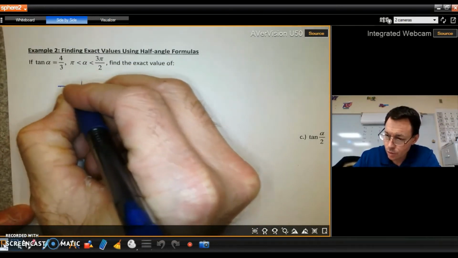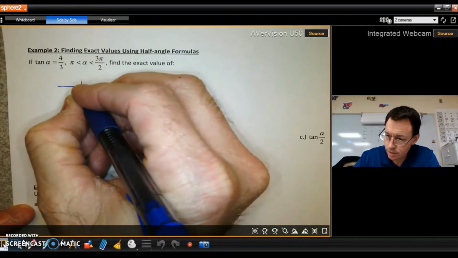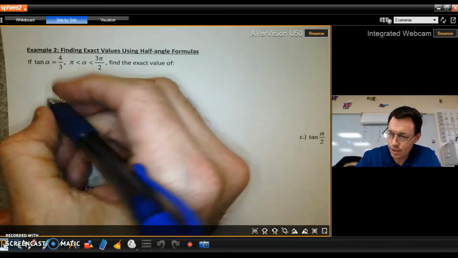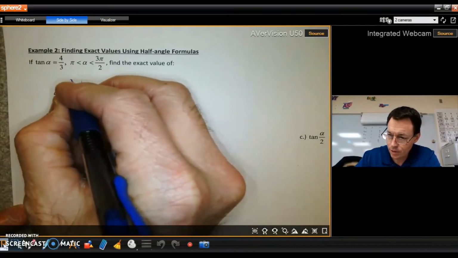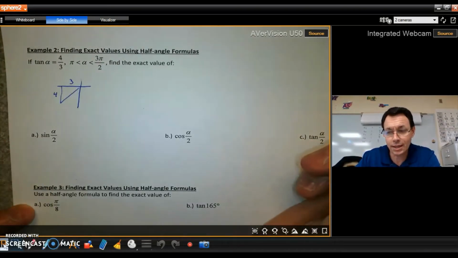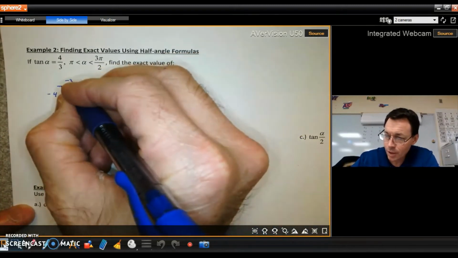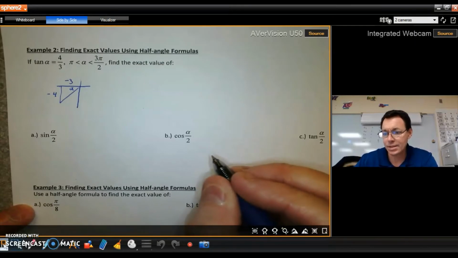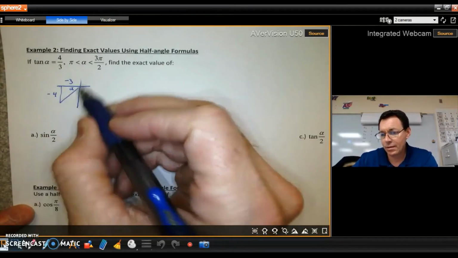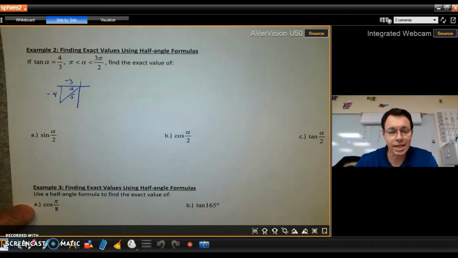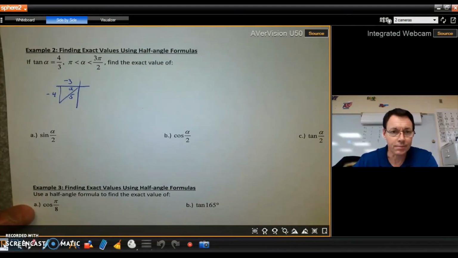So this is in quadrant 3. So we're somewhere here. We know the opposite and the adjacent, so 4 and 3, but both of those should be negative. So that's a negative and that's a negative since we're in quadrant 3. I'm going to go ahead and label my A there, that's alpha. And then the Pythagorean theorem, this is a 3, 4, 5 triangle, so we're good to go. So that's everything I would need to know about alpha.